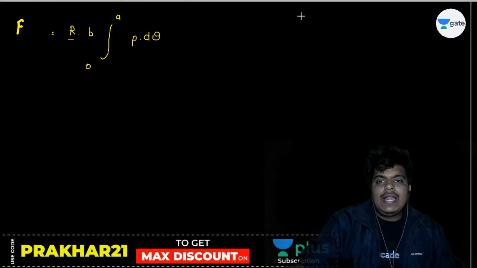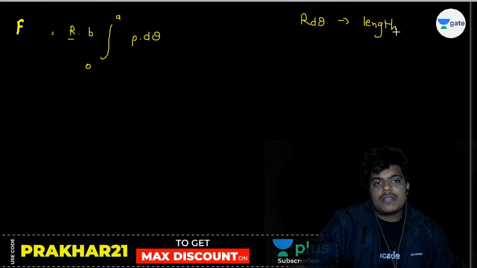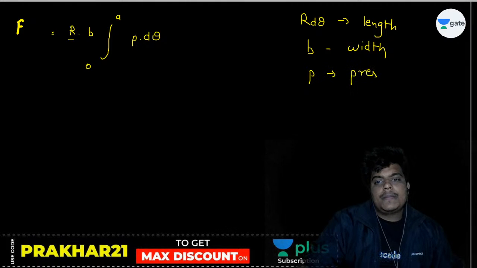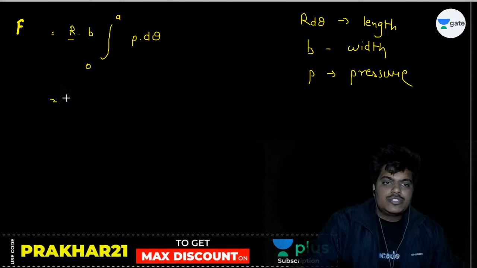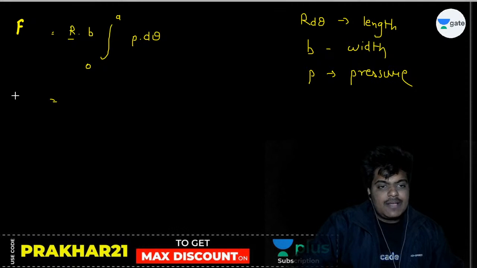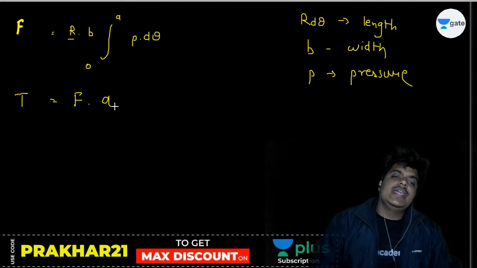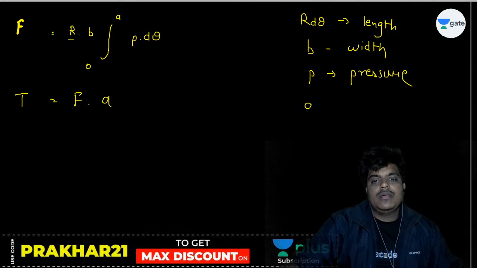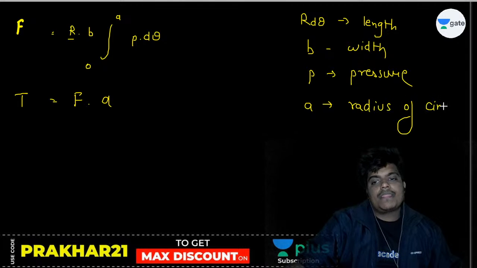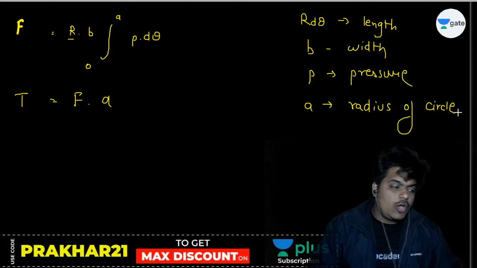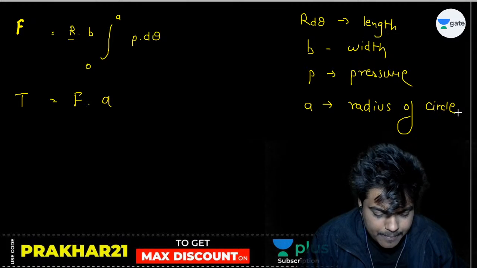R dθ is the arc length, the length. B is the width, and P is the pressure. Is it clear? So when you solve this, you will get the required value. If somebody asks you about torque, torque is nothing but force into A, where A is the radius of the circle. Write down A, radius of circle. Radius of circle, this is the important part.